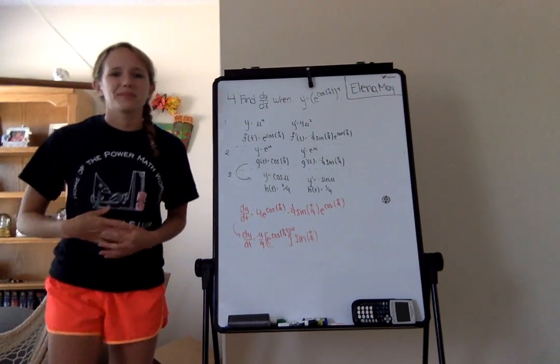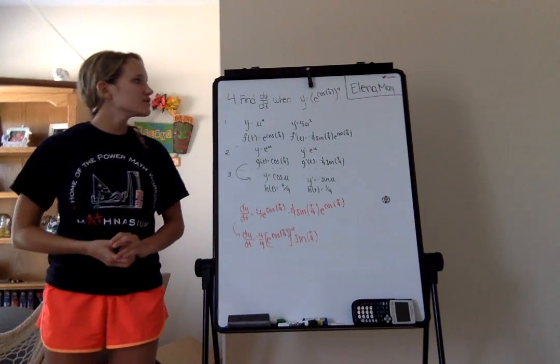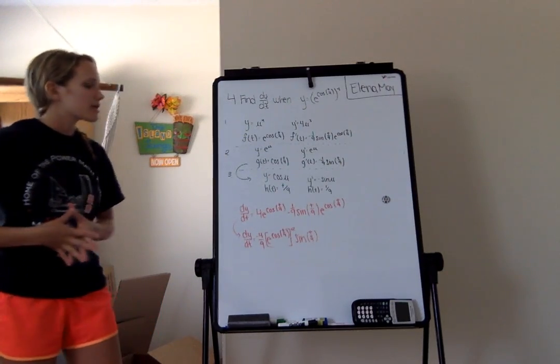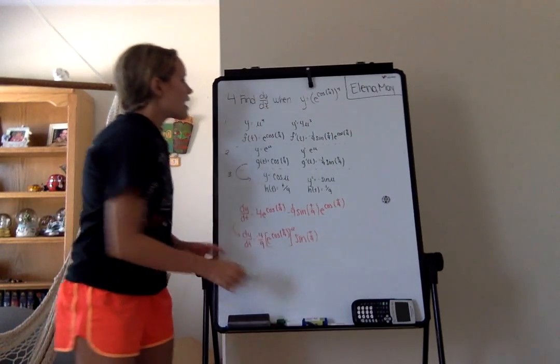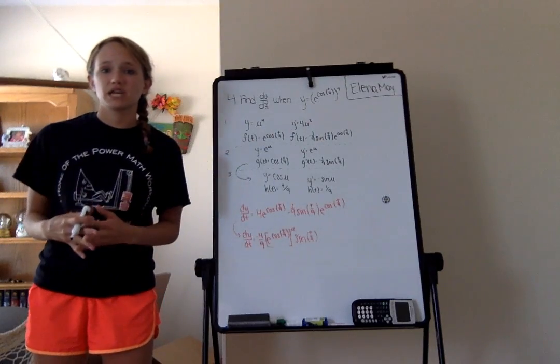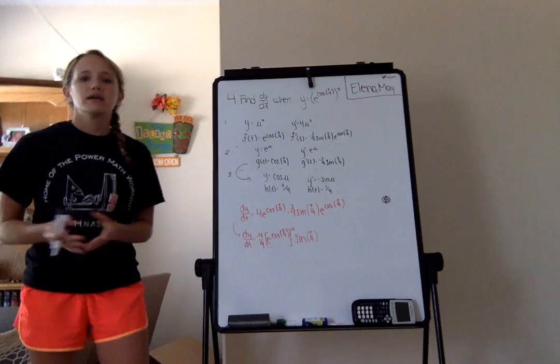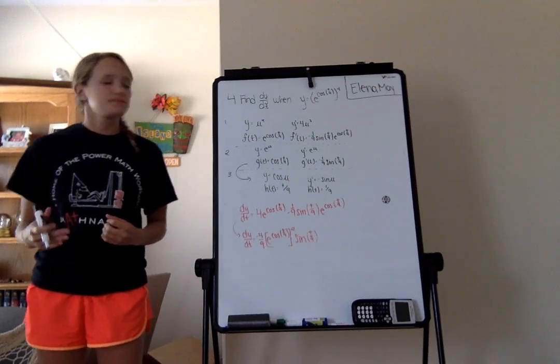So, let's start with the problem. It says find dy/dt when y equals e^(cosine(t/9)), and that's all to the 4th power. Now first what we want to do is we realize it's the chain rule, and it's a series of chain rules. And the way I'm going to do that is through u substitution.